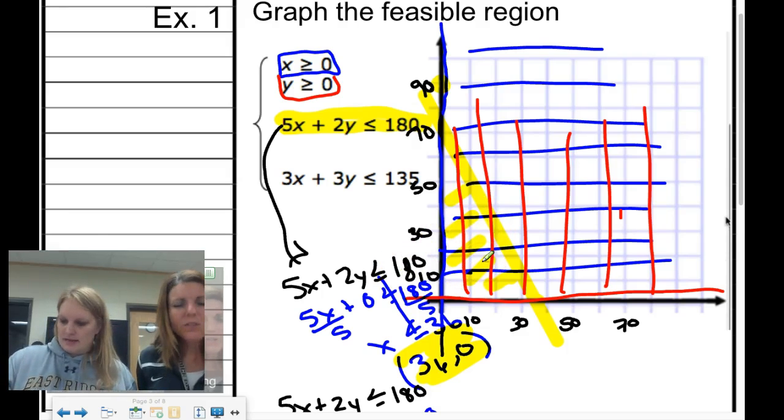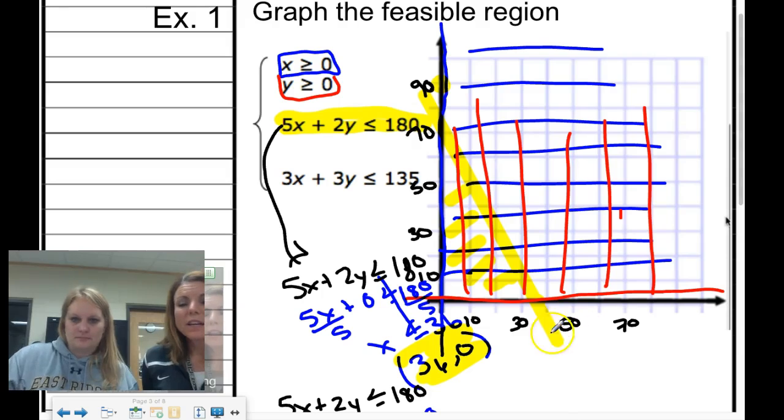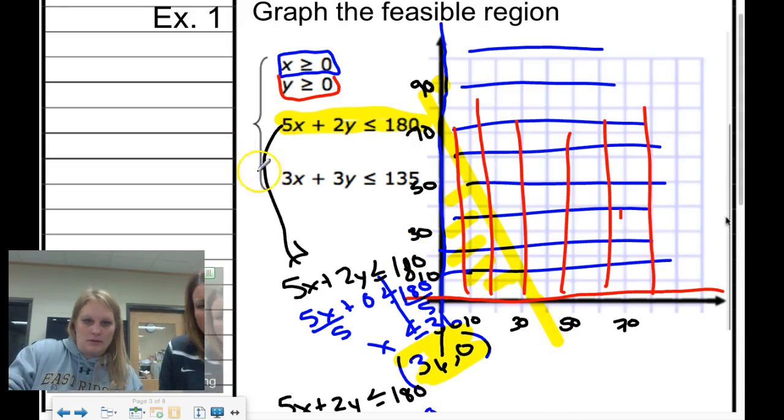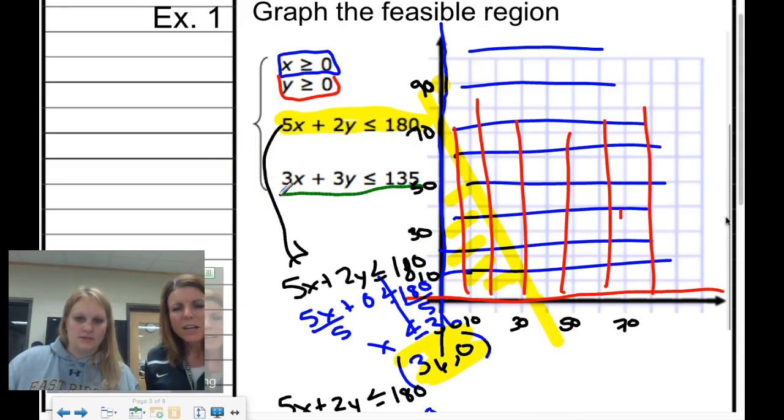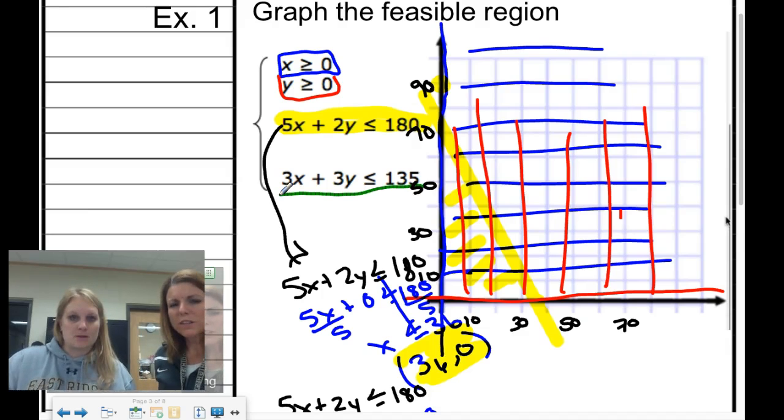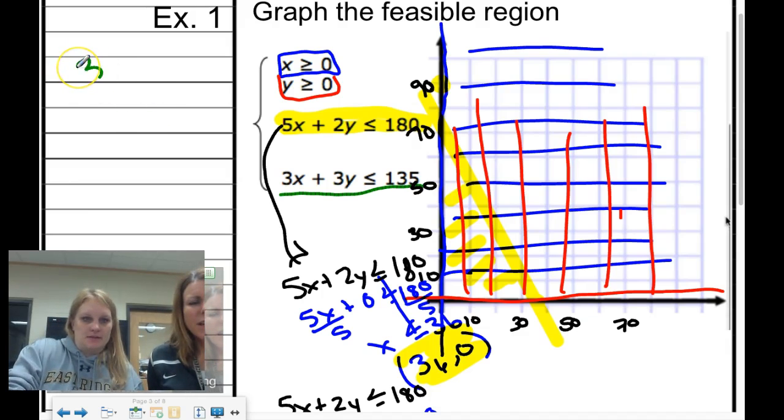Exactly. And so now we have to find the last one. I'm just going to underline this in green so we know it's going to be the green one. We could go over here in the sidebar. Why don't we do that? All right, 3x plus 3y, less than or equal to 135.